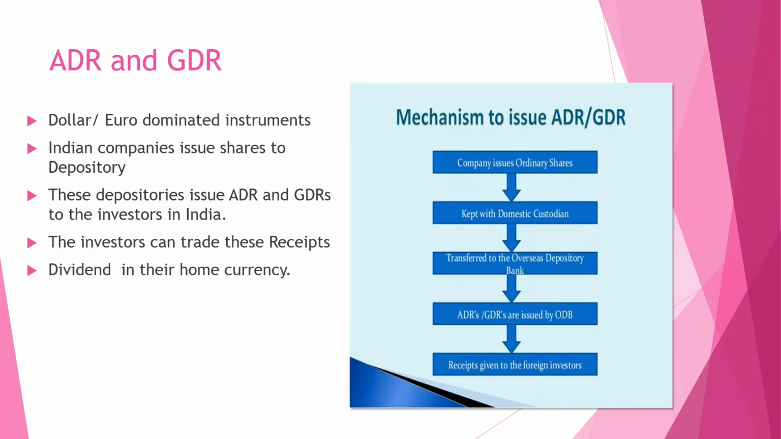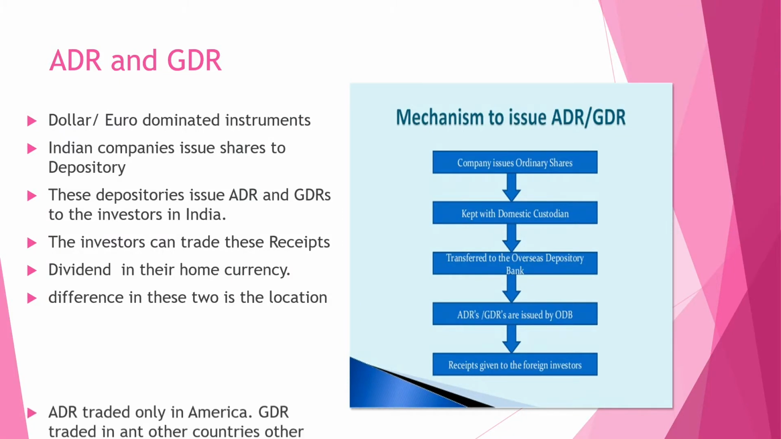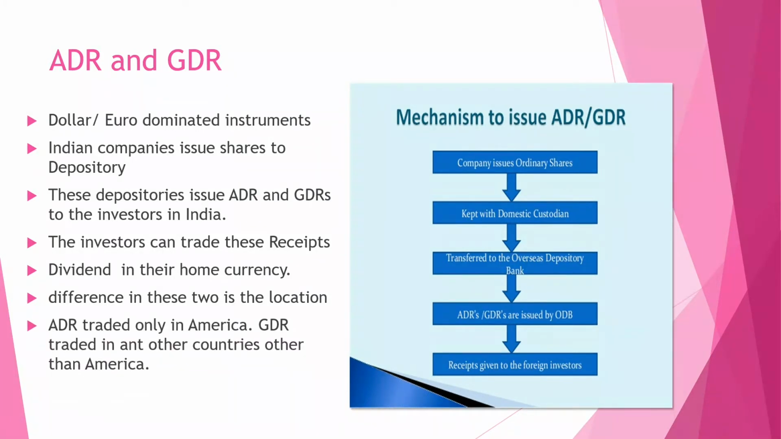Dividend is given to these depositories in their country. These depositories give the investors the dividend in their home currency. The only difference in these two, that is ADR and GDR, is the location where they are issued. ADR is issued only in America, whereas GDR is traded in any other country other than America.